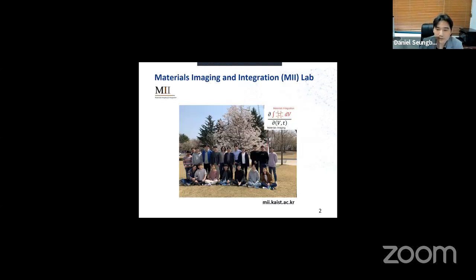So let me first begin with some soft introduction. This is my lab. You can see the cherry blossom behind us. And you can also recognize one Indian female student. She's from IIT Kharagpur. Her name is Aditi Saha. And you can see we pursue diversity in our lab members.